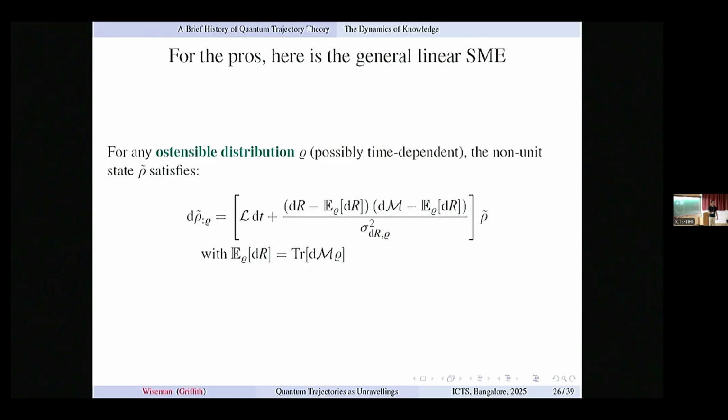Last slide, and then I give back the mic to Howard. So I'm sorry, this is a lecture, but this slide is a bit for the professionals. So people who know about the ostensible distribution, you can write the most general linear SME given any ostensible distribution, just by computing the expectation value with your ostensible state. Okay, I'm not going into detail on this, and if you're curious, we can discuss it later. So Howard, I think it's your turn.